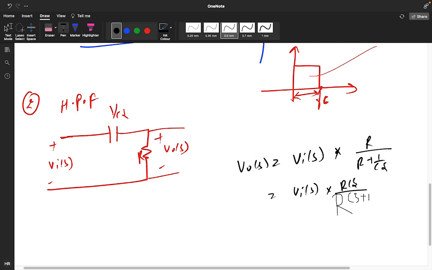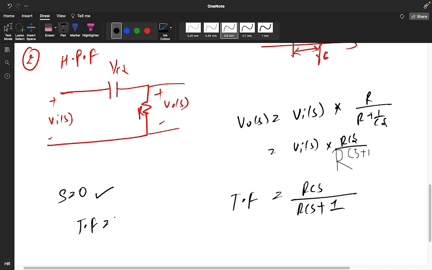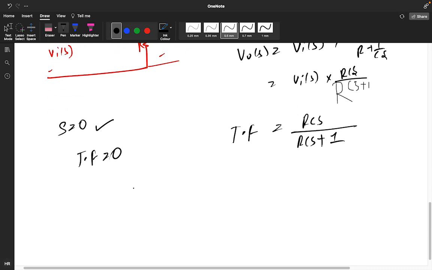Now tell me at what frequency, if you are putting 0, what is happening? At S equal to 0, write the transfer function: RCS divided by RCS plus 1. So what is happening? At S equal to 0, the transfer function is becoming 0. That means it will not pass the signal at 0 frequency, right? It will not pass the signal at 0 frequency.